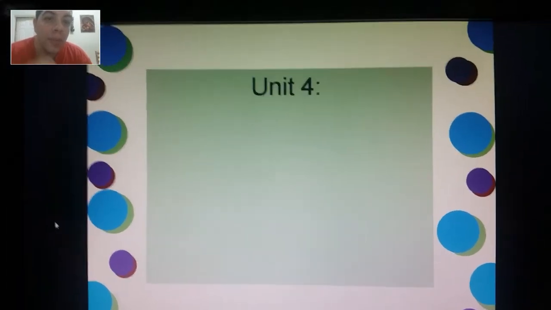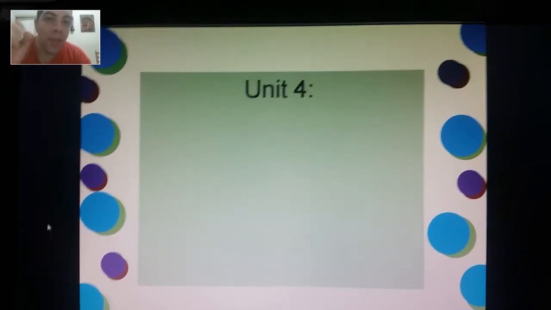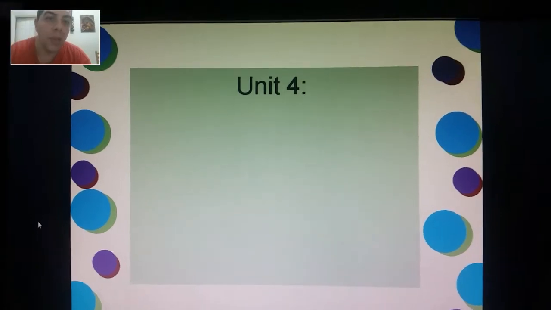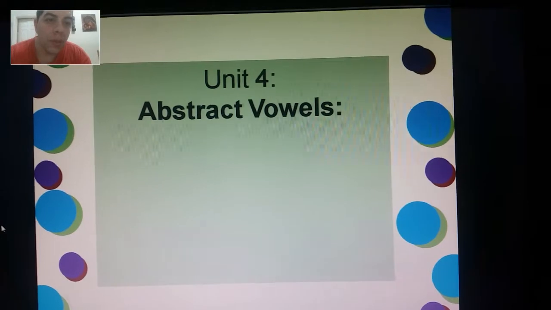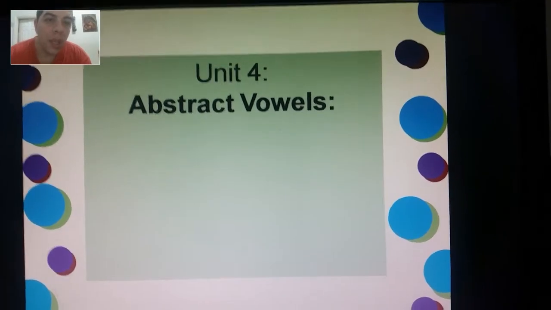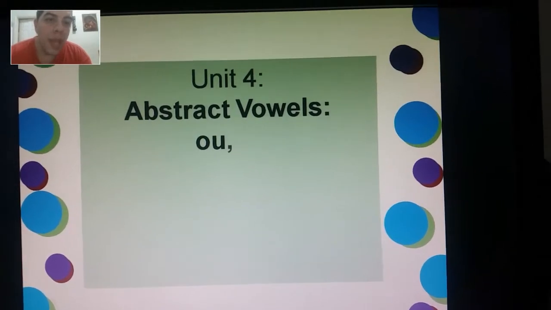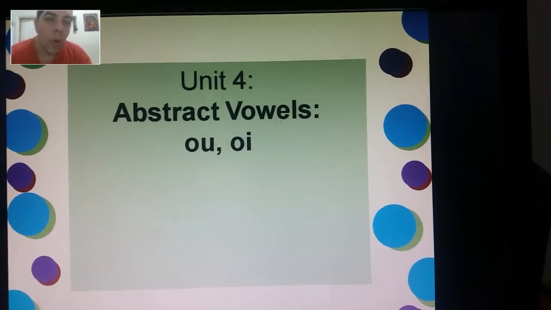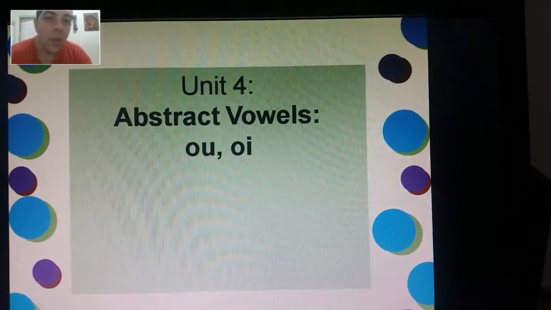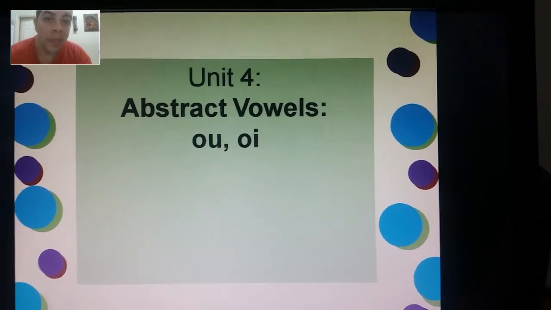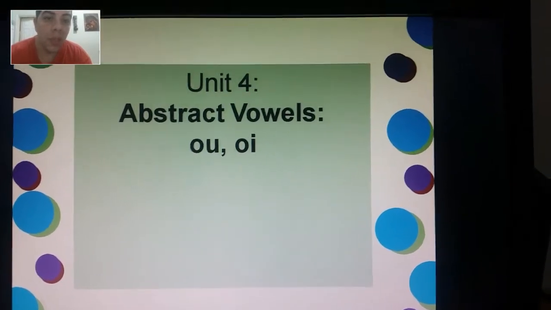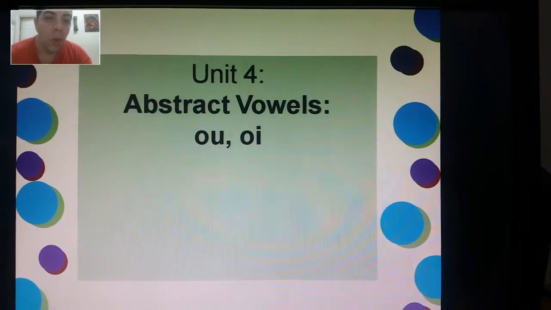Okay, let's recall what we were doing the other day. You were developing a Pictionary. Actually, it was a glossary with pictures. Remember that? Some of you printed out, some others sketched. And that was on abstract vowels, OU, OI. Those two are vowel sounds, but they are made up of two different letters, two different vowels. Okay? So the sounds are OW, OI.